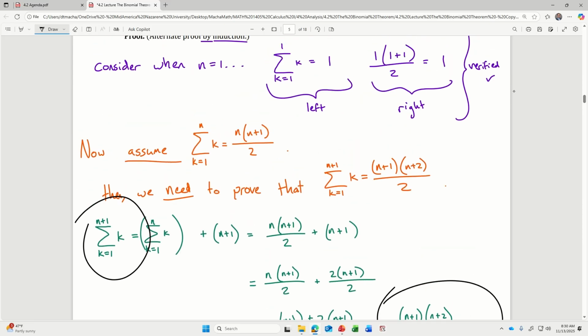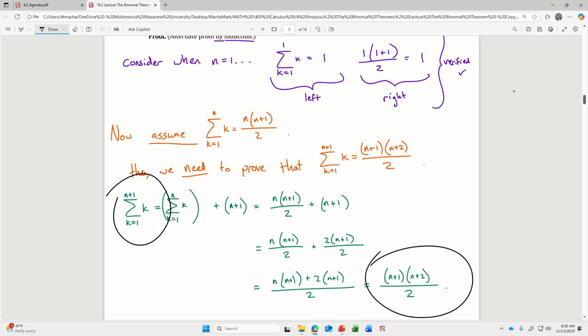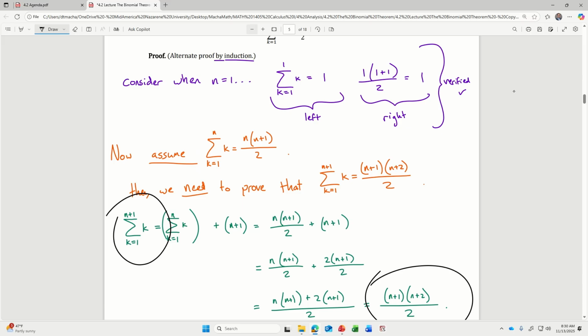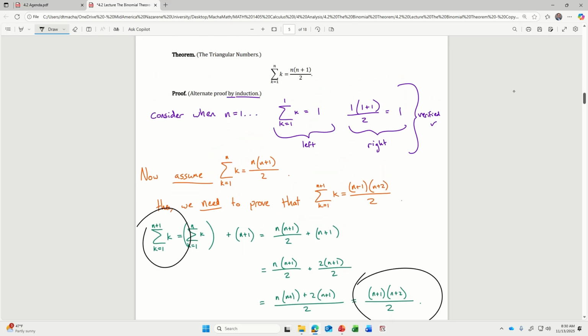And since we showed that it works in the case where n equals 1, that implies that it works in the case where n equals 2, that implies that it works in the case where n equals 3, and so on and so on and so on. It works for all of the positive integers. So this is called a proof by induction.